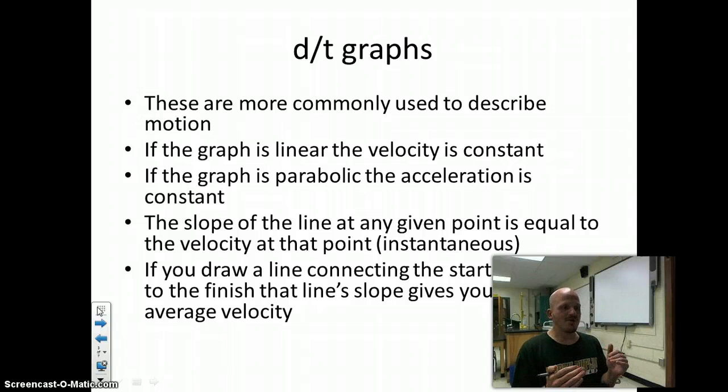Now, here we go with slope. The slope of the line at any given point is equal to the velocity at that point. So if the line is curved, we can figure out the slope of that point, and that is the velocity at that point in that instant. Now, to figure out the average velocity, it's real easy. You draw a straight line from the start of the graph to the end of the graph. Figure out the slope. There's your average velocity. That simple. So let's actually look at some graphs and kind of figure out what's going on.